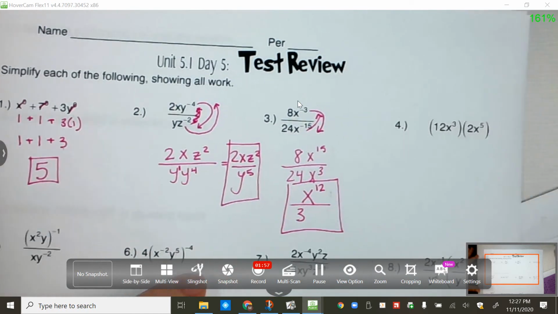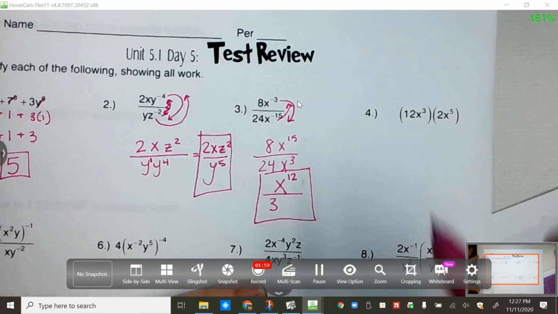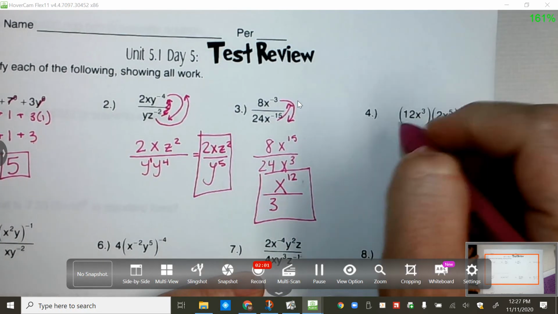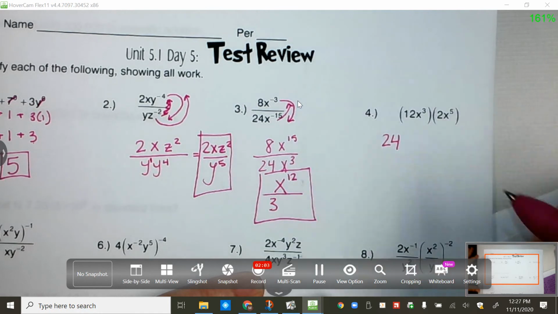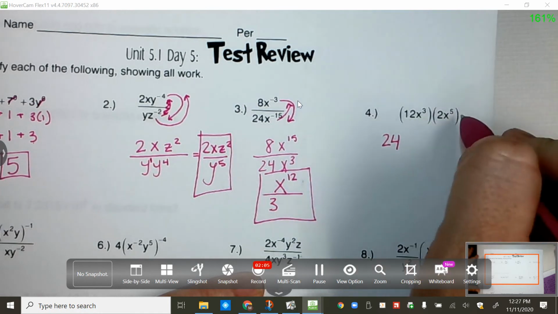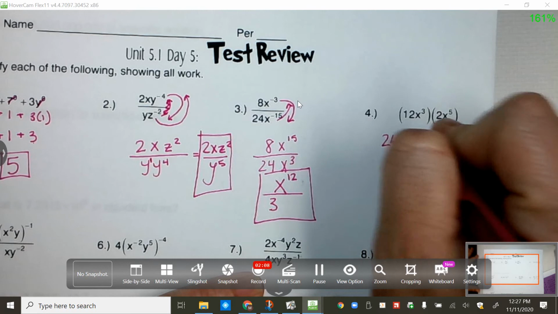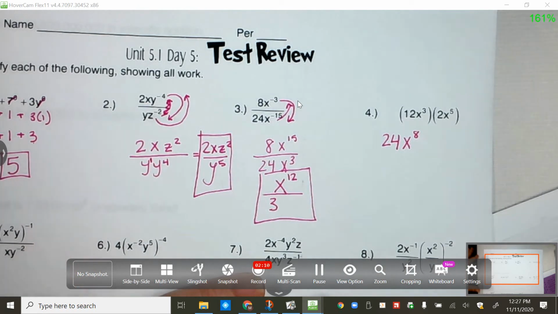Okay, so on number 4, 12 times 2, so we're just multiplying. 12 times 2 is 24. Remember, treat numbers just like normal. And then this is 3 being multiplied, and this is 5 more being multiplied, so we have 8 being multiplied, because remember, when we're multiplying, we add the exponents.